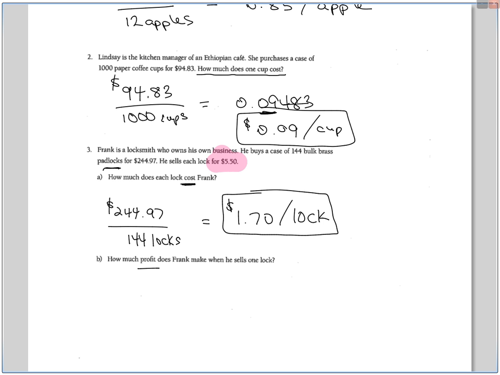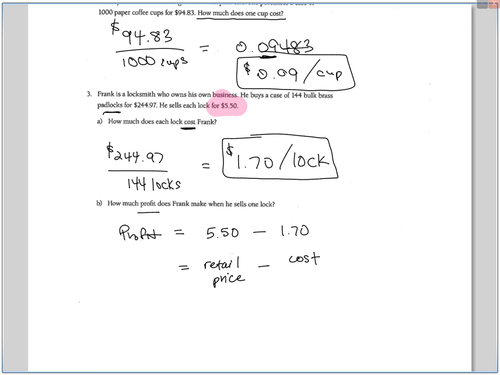Okay, so if you sell for $5.50, take away the cost to purchase the lock, what you're solving for here is the profit. Okay, so the profit is going to be your retail price, what you sell it in the store for, minus your cost and any other things you have to pay for. So if I subtract those, it looks like this person will make $3.80 per lock. That's the profit per lock.